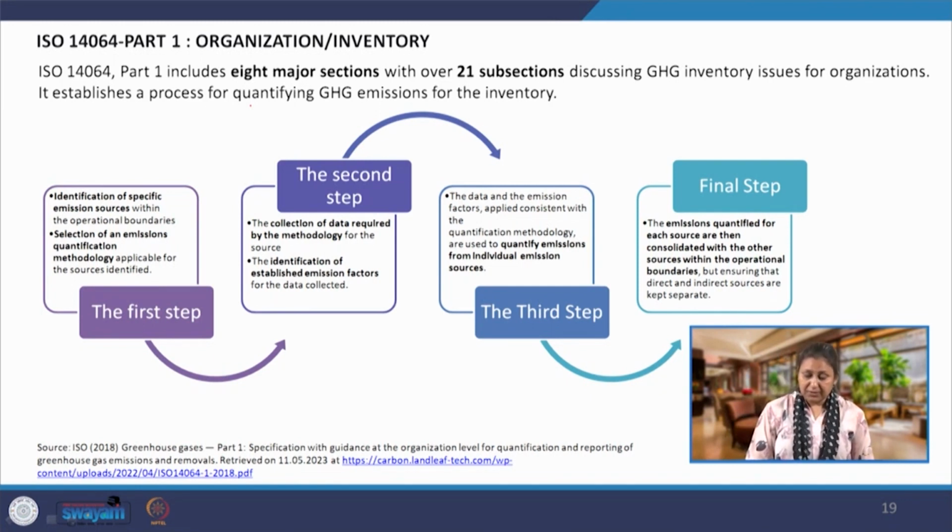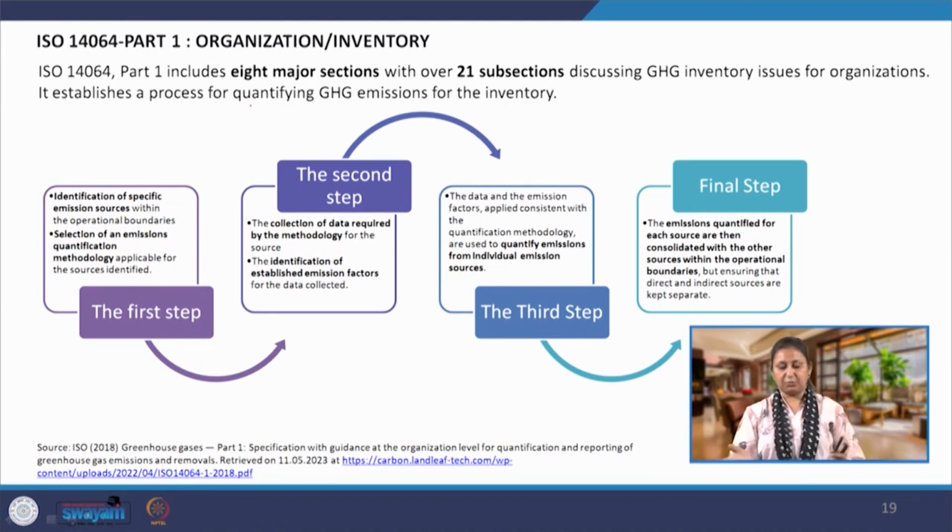The third step is that the data and the emission factors have to be applied consistently with the quantification methodology which we have identified in the first step. So, in the first step we identified the methodology and the activities, in the second step we collected the data and the emission factor, and in the third step we will substitute this data and emission factor into the methodology that was identified, and in the final step we quantify the emissions for each source.